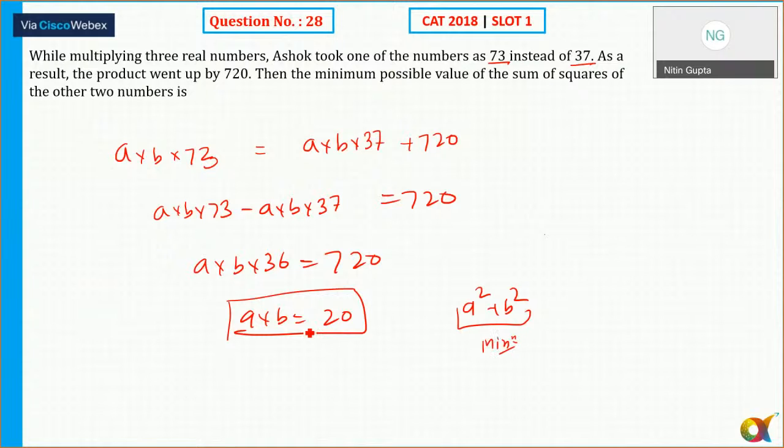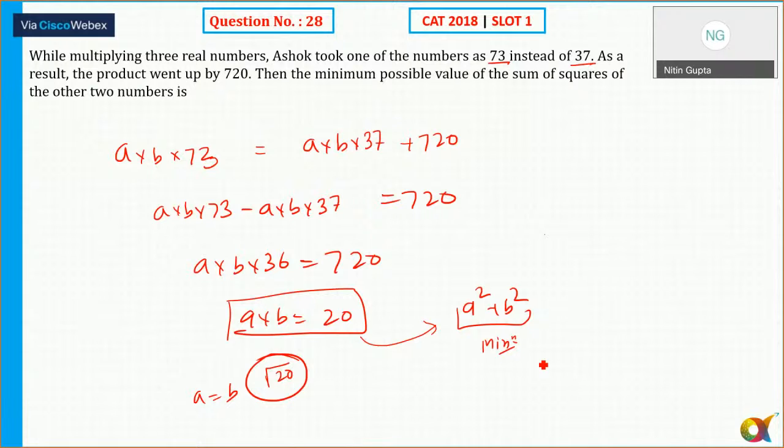And we know if the product is constant and there is symmetry, the minimum value will exist when both A and B are equal. So A into B is equal to 20, and I need to find the minimum possible value of A square plus B square. What are the two numbers? They are real numbers. Nowhere has it been mentioned that they are integers. So I can take A as well as B equal to root 20.